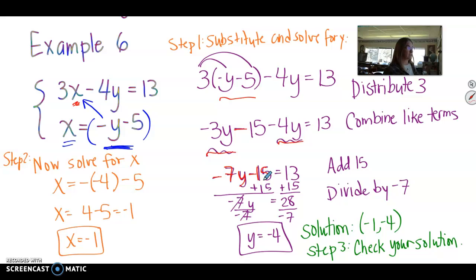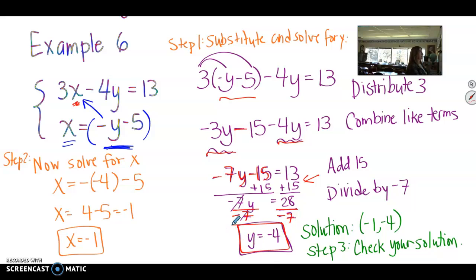Then continuing to solve for y, you're going to add 15 right here. And you get negative 7y equals positive 28. Divide by negative 7 on both sides here. And you get y equals negative 4. So we know our y value.